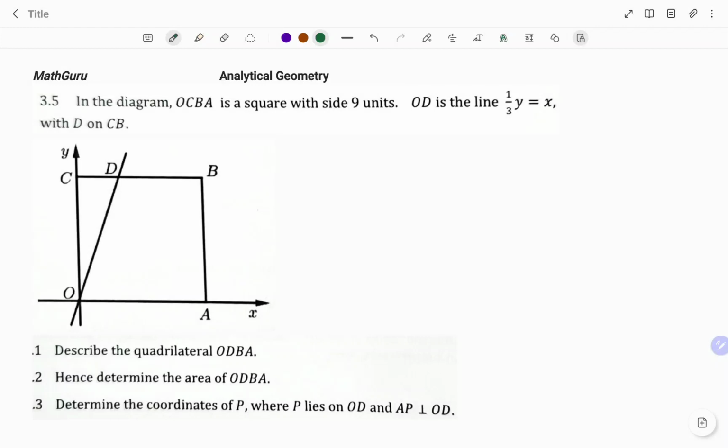In this video, I'm going to show you how to solve the following analytical geometry question. We have in the diagram, OCBA is a square with sides 9 units. The line OD is the line 1/3 y equals x, with D on CB.